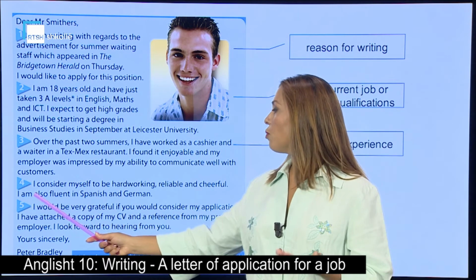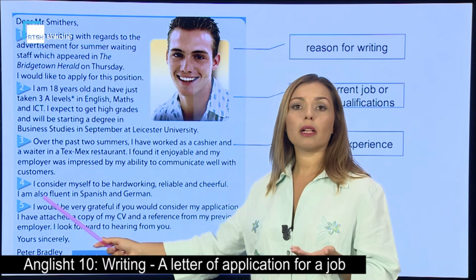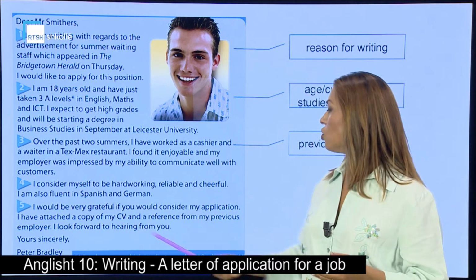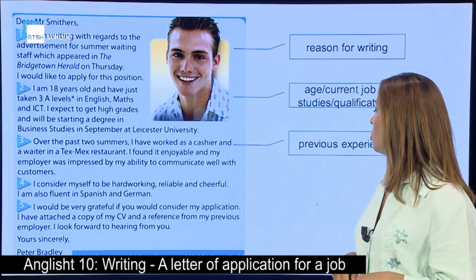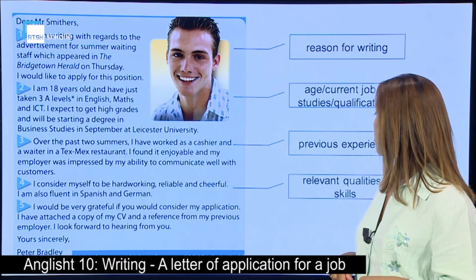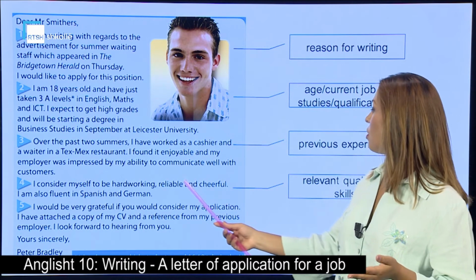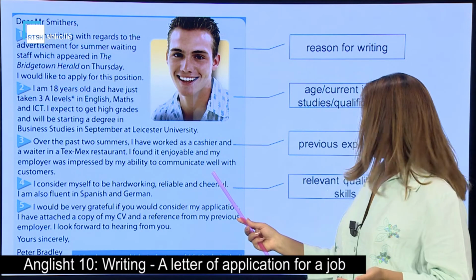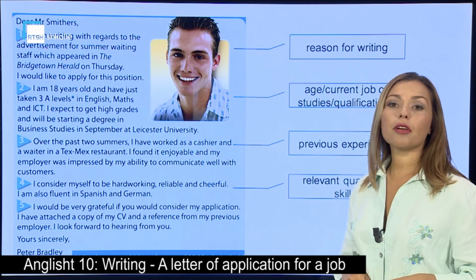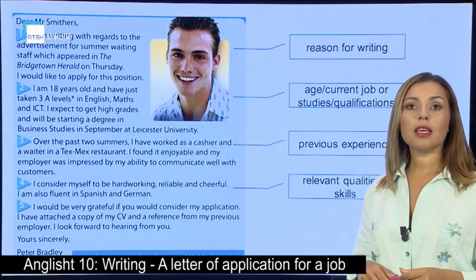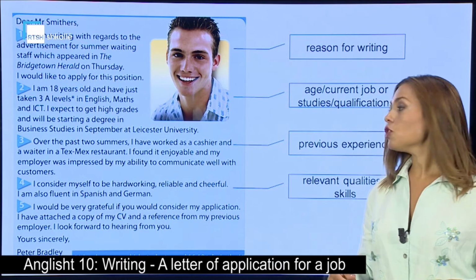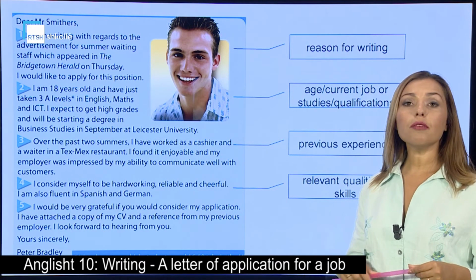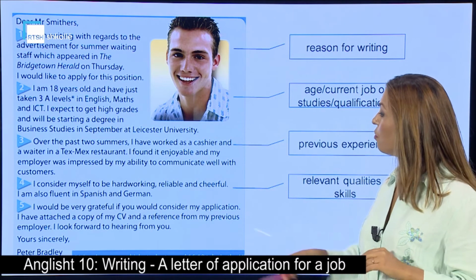I am also fluent in Spanish and German, so I speak them well. So what do we have in this paragraph? We have the qualities, so what kind of person he is, and some other skills that he has. Finishing the fourth paragraph, we have the last paragraph.